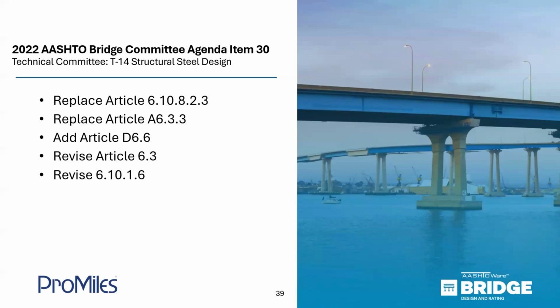The 2022 COBS ballot item 30 introduced these changes. Article 6.10.8.2.3 is the lateral torsional buckling resistance for stress. 6.10.8.3 is for moment. It adds a new spec article, D6.6, which is the calculation of the elastic lateral torsional buckling load ratio, referred to as gamma E. 6.3 changed several definitions and notations related to lateral torsional buckling. And then 6.10.1.6 revised the definition of where lateral torsional buckling resistance should be computed.